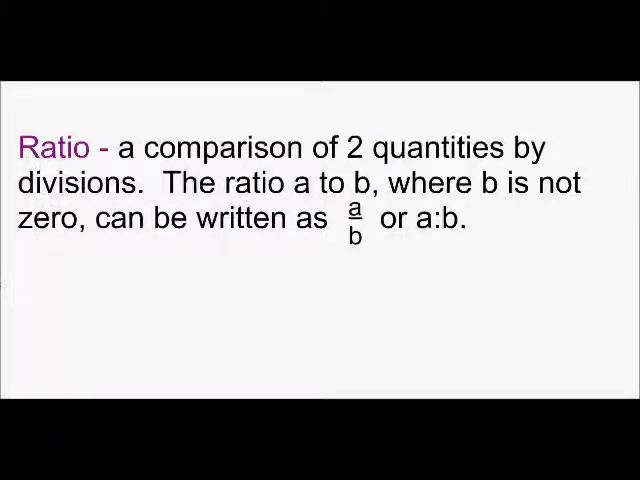First up, a ratio is a comparison of two quantities by division. The ratio a to b, where b is not 0, can be written as the fraction a over b or as a to b. So you've seen ratios before because every fraction is a ratio.